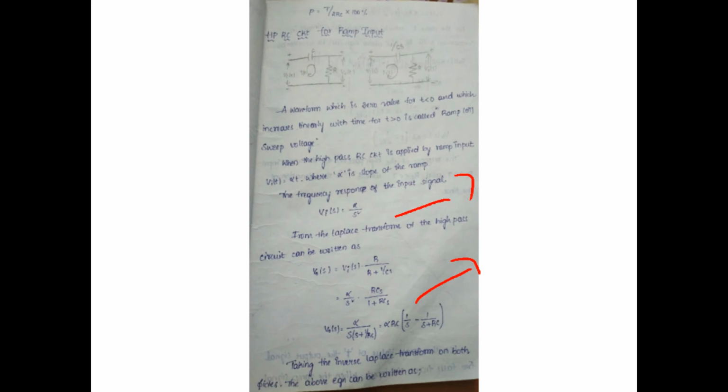We are taking the inverse Laplace transform on both sides. For the above equation we take the inverse Laplace transform, so that the equation will be like this: v naught of t is equal to alpha RC into (1 minus e power minus t by RC), where t is very small in comparison with RC.